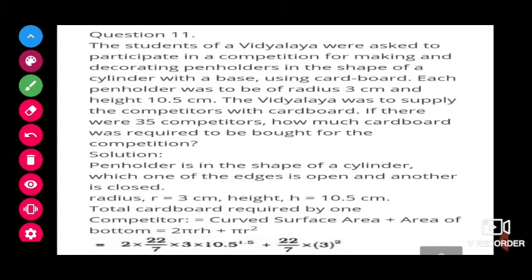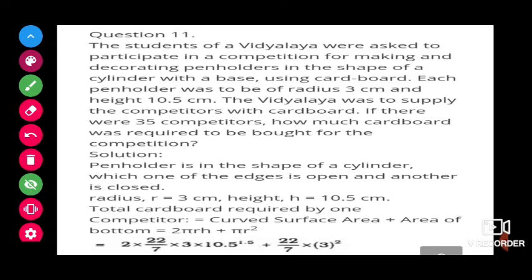The students of a Vidyalaya were asked to participate in a competition for making and decorating pen holders in the shape of a cylinder with a base using cardboard. Each pen holder was to be of radius 3 cm. This you please note down. The radius is how much? 3 cm, and height is 10.5 cm. The Vidyalaya was to supply the competitors with cardboard. If there were 35 competitors, how much cardboard was required to be bought for the competition?